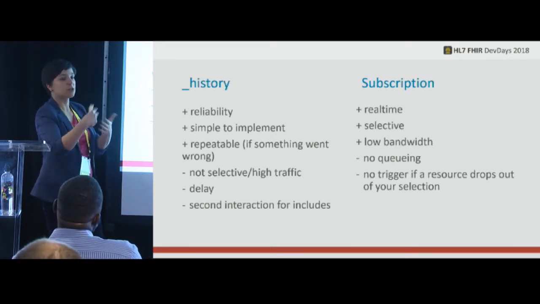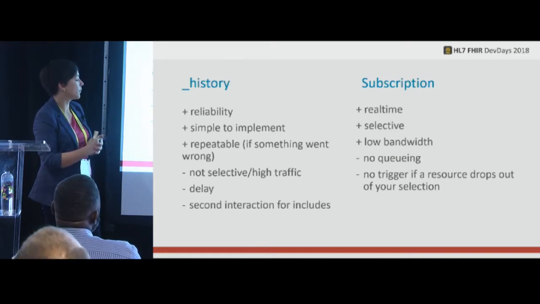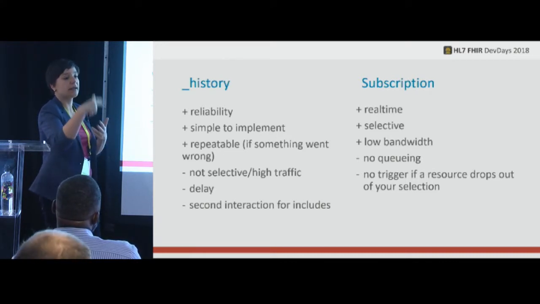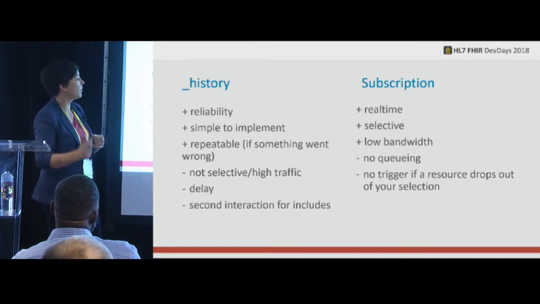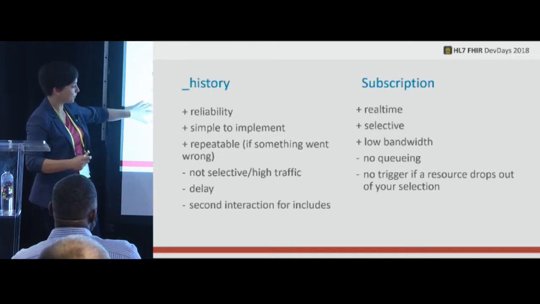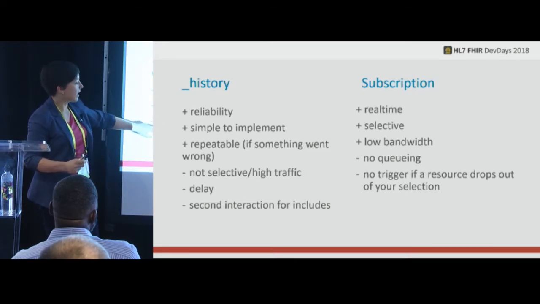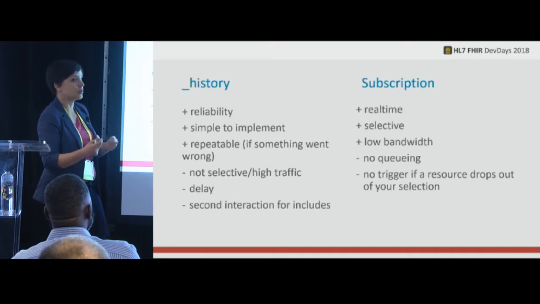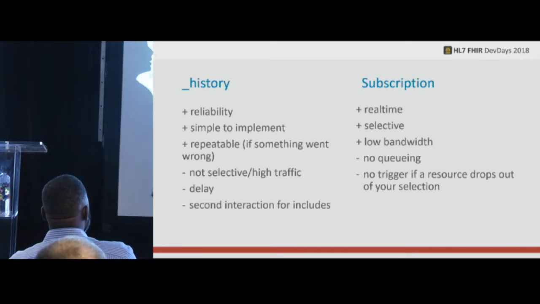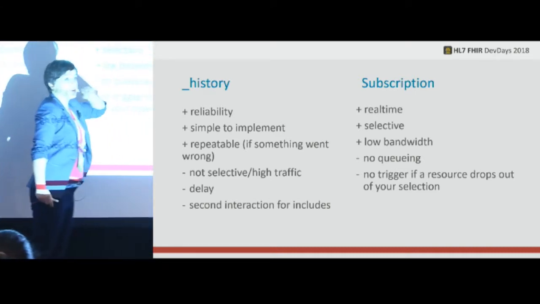That will be too much traffic and too expensive on the system. But if you poll every 5 minutes, you will have a delay of, worst case, 5 minutes before the data arrives in your system. Also, you need a second interaction to include all the other information that you need to put together your V2 message. Subscription is another way to accomplish that.